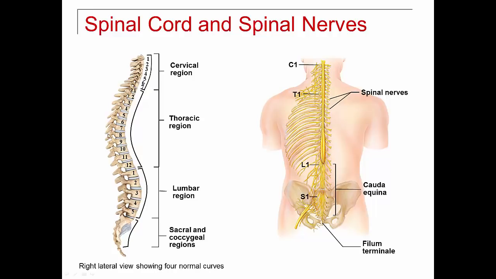I also want to highlight another feature of the vertebral column that's on this image because you can see them really well here. And that's these spaces or openings that you see between the vertebrae. These openings are called the intervertebral foramina. This is where the spinal nerves will exit the vertebral canal and extend out to the periphery.